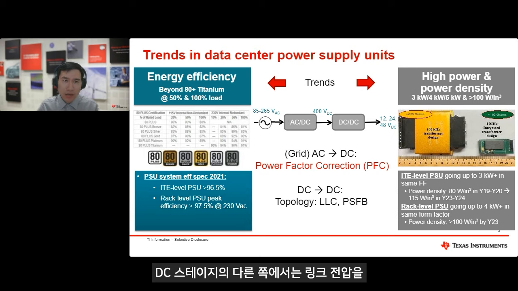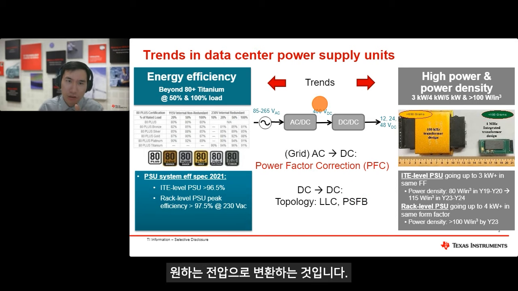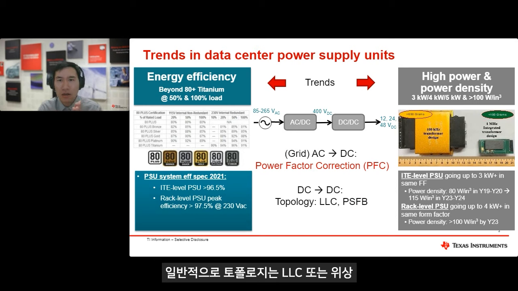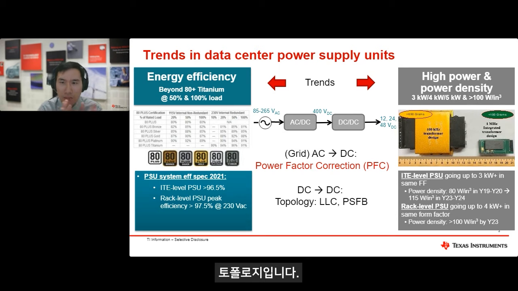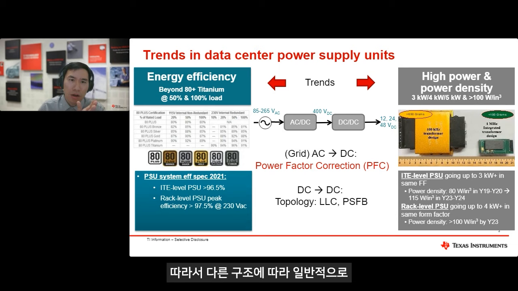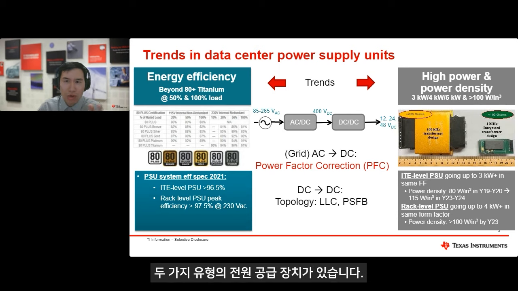And on the other side, the DC/DC stage is to convert this link voltage to the voltage you want. Normally, the topology is LLC or phase shift full bridge, this kind of soft switching topology, so that the efficiency target can be met. So based on the different structure, there are normally two different types of power supply units.